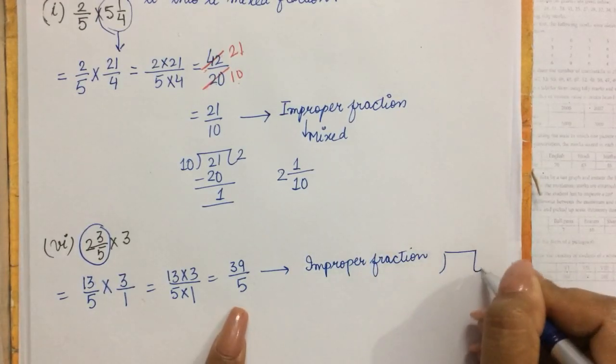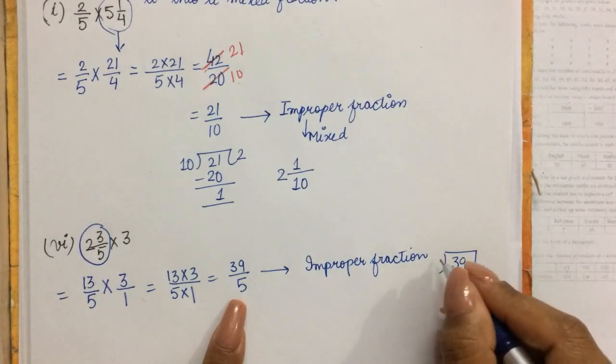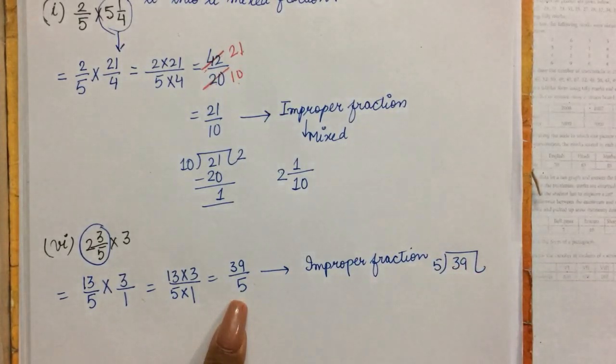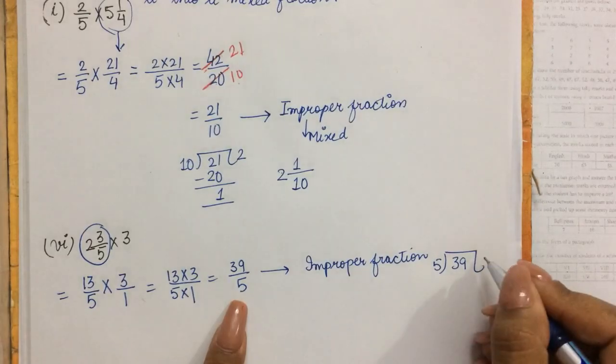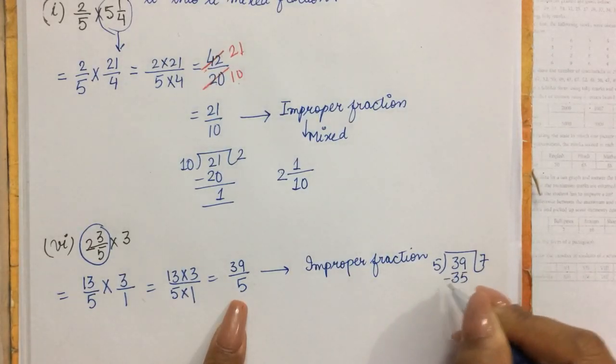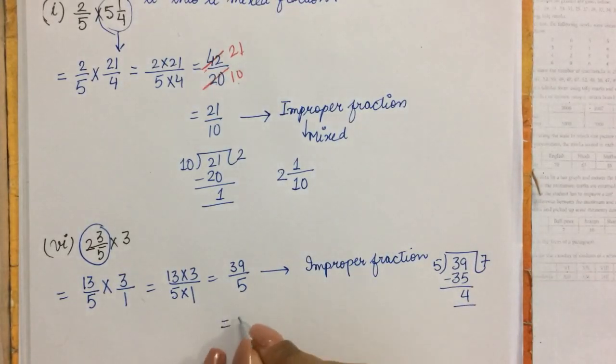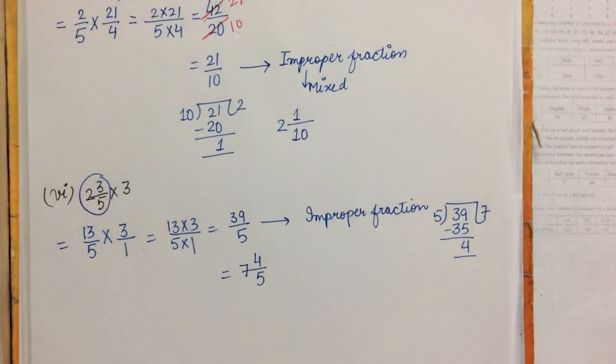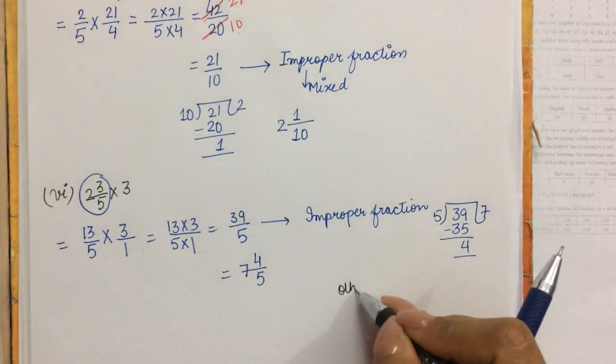To change it to a mixed number, I will divide. Let's divide the numerator 39 by 5. The remainder left is 4. Make the mixed number 7 and 4 by 5. This is how you will be doing this question. All other parts are your homework.